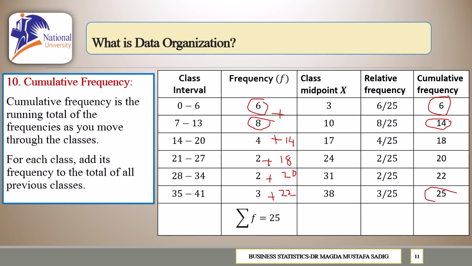You must observe that the last cumulative frequency is equal to the summation of frequencies. So the final cumulative frequency must equal the total number of observations. Cumulative frequencies help answer questions like how many observations are less than 20? How many students score below 60? This concept is widely used in statistics.